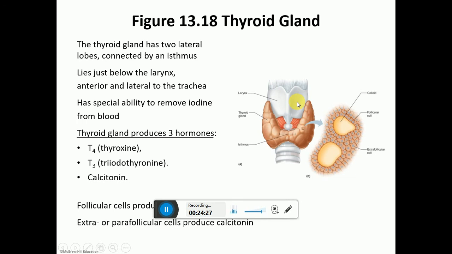The thyroid gland makes 3 different kinds of hormones. 2 of them are thyroxine, so there is T3 and T4, and it also makes calcitonin. Okay, the follicular cells make the T3 and T4, while the extrafollicular cells make calcitonin.